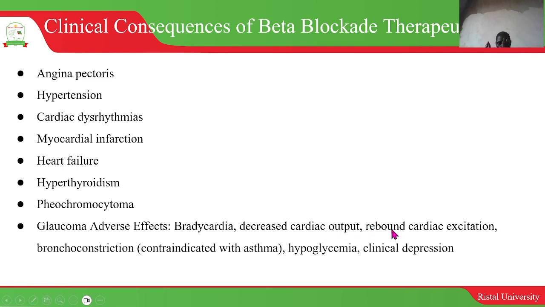Adverse effects: the adverse effects can cause slow down of the heart rhythm, bradycardia, decreased cardiac output. So when there's bradycardia, that means already the heart is not pumping enough blood volume, so decreased cardiac output, and then rebound cardiac excitation. There can also be bronchoconstriction, which is contraindicated if this is an asthmatic patient, because it worsens the condition. It can also cause hyperglycemia and also clinical depression.